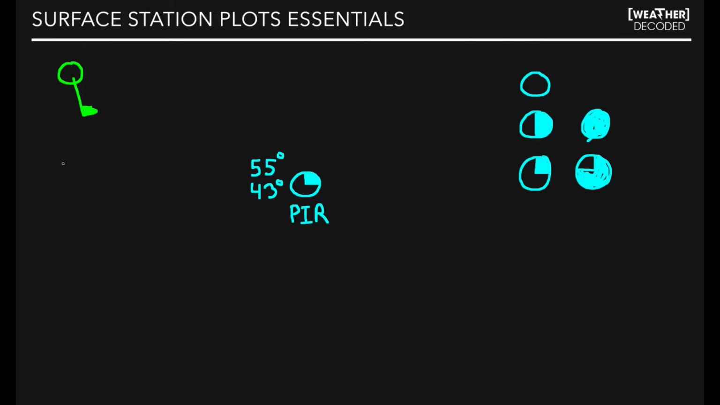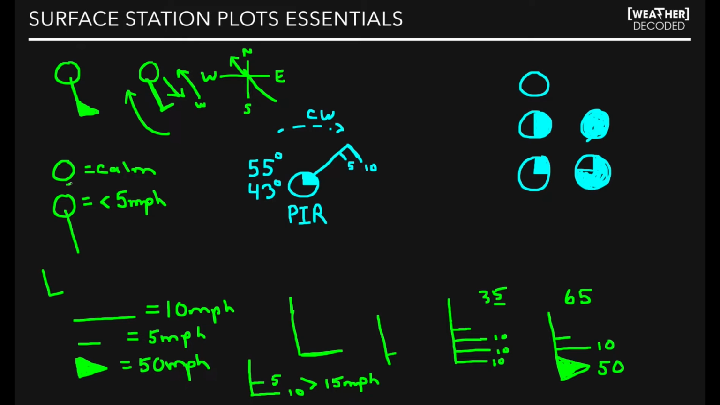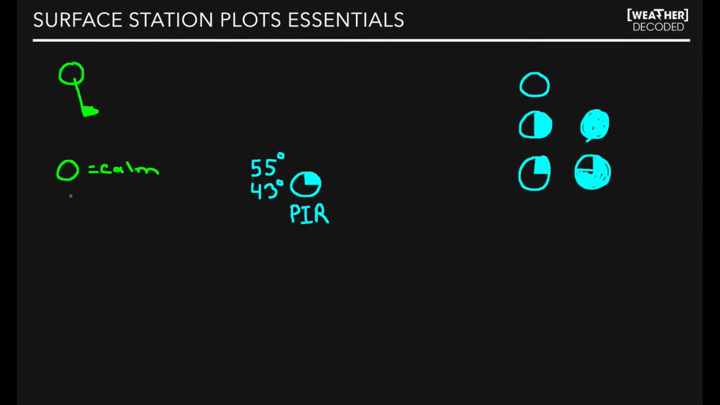So when we have a station plot without a stick, that essentially means we have calm winds. Okay, the winds are calm. Now, with calm winds, you're just going to draw a circle around it like that. That means the winds are calm. When we have a station plot that just has a stick, nothing else attached to it, that means the winds are less than 5 miles per hour, 5 knots, whatever measurement they're using. Okay, it's less than 5 miles per hour. That's what that stick stands for.